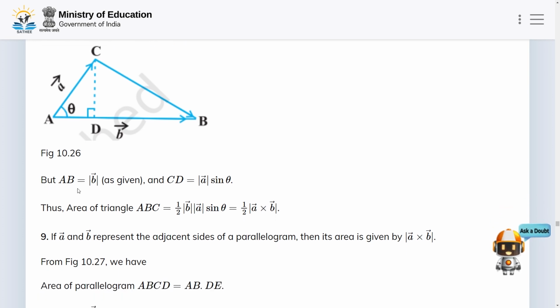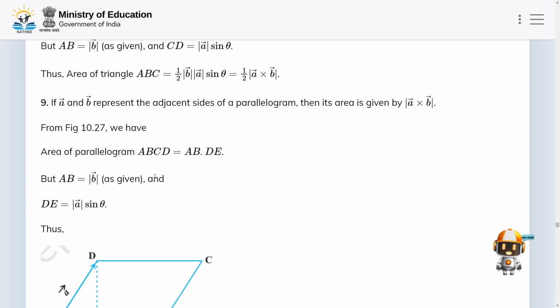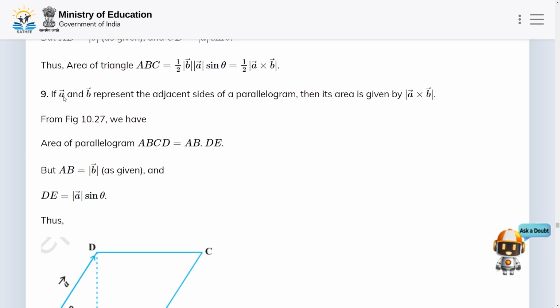Now the area will be half of magnitude of B multiplied by magnitude of A sine theta, and this is nothing but half of the magnitude of A cross B vector. Clear? So the area of a triangle you can directly find by using the cross product. Now ninth, if vectors A and B represent the adjacent sides of a parallelogram, then its area is given by the absolute value or magnitude of A cross B vector.